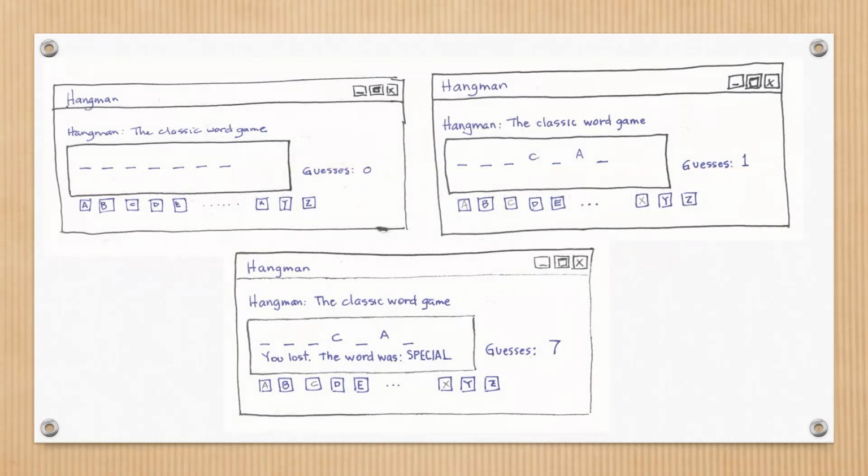First, there will be a command prompt. The classic word game will be given. Initially, the guesses will be 0 and all the blanks are empty. The user needs to guess the letters. In guesses 1, the user has told letters C and A. That's why at the particular positions, those letters have been placed. In the third picture, the user guesses have incremented to 7. Still the user didn't tell the letters which were present in the word. So the user has lost the game and the word is special.